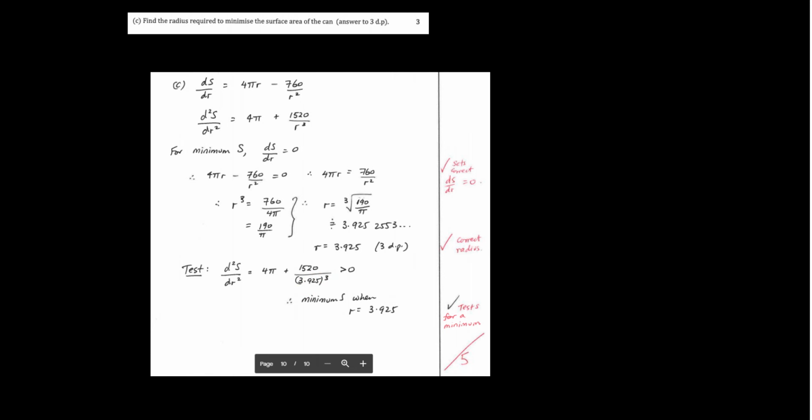Okay, you can't just say, oh, this is negative, this is positive, so it's a minimum. You need to show the substitution into either the table of values or the second derivative to get full marks.